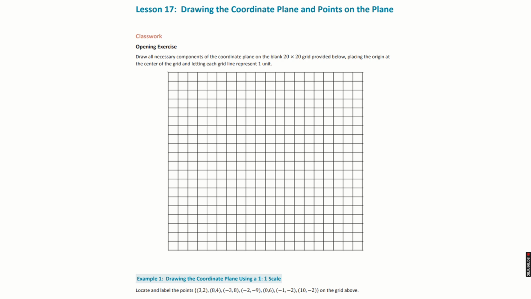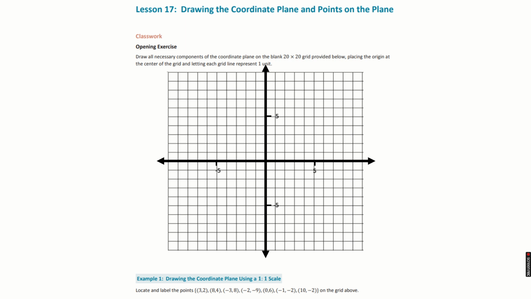All right, today's lesson 17, drawing the coordinate plane and points on the plane. So this says draw all necessary components of the coordinate plane on this blank 20 by 20 grid provided below, placing the origin at the center of the grid and letting each grid line represent one unit. That's what that looks like. Each one is one unit. I've labeled my fives, positive 5 and negative 5 for both the x and the y axis. And it goes to 10 on each side of the grid.